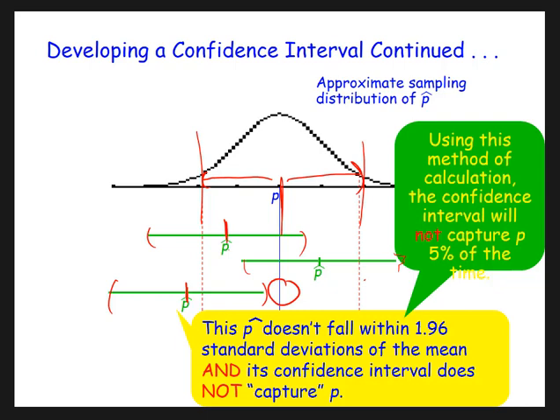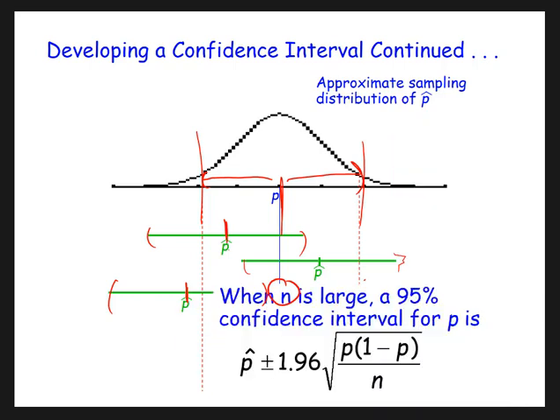So the method we use to calculate the confidence interval will not always capture the true population proportion. 5% of the time, the population proportion will be outside of that interval. When the sample size is large, the 95% confidence interval for P is P hat, that's the sample proportion, plus or minus 1.96, that comes from the 95% off the bell curve, times the standard error of the proportions.